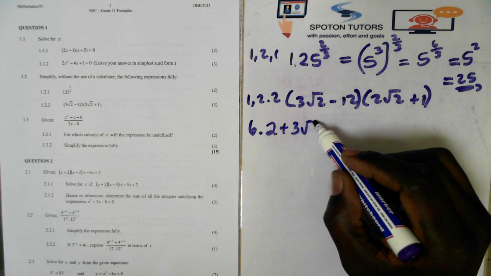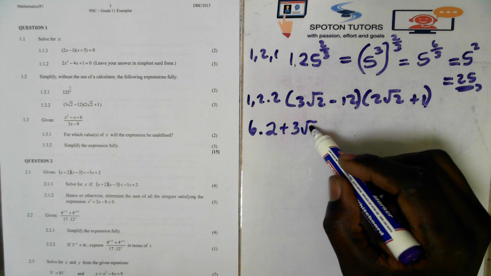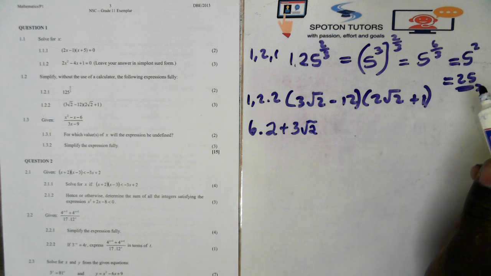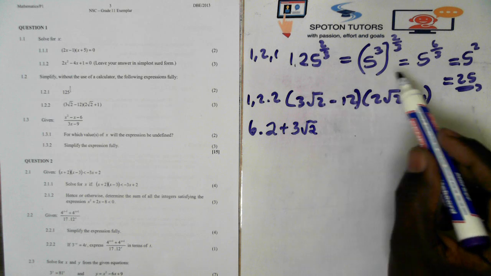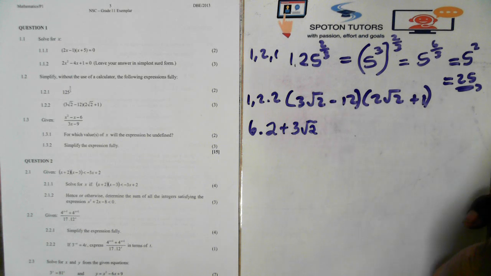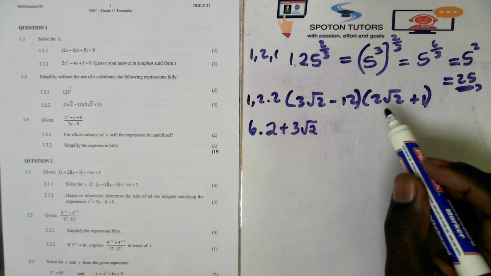This positive 3 goes with what? Goes with its root 2. Don't forget that. So 3 root 2 times 1 is 3 root 2. Let me explain it that way.